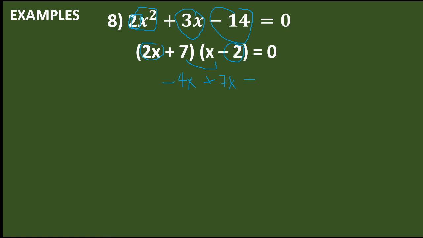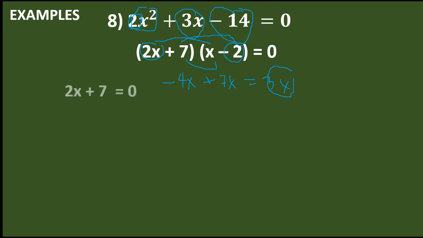And that is equal to 3x. So the factored form is correct because 3x is the linear term. 2x times x, we have 2x squared. 7 times negative 2, we have negative 14.